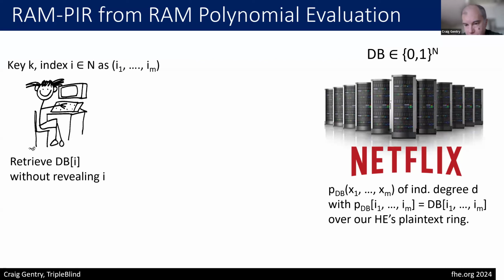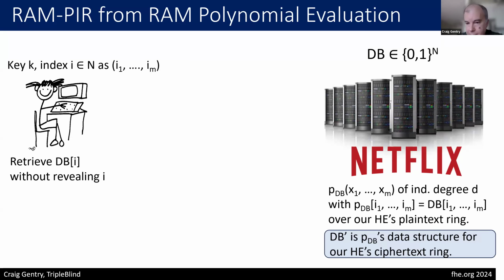And it's going to be a polynomial just like we described. It has m variables in degree d, with the property that p_db of i equals the database at i. And that equality will hold over what ring? It'll hold over the plaintext ring that we're using for our homomorphic encryption scheme. So you just set p that way to evaluate to the database. Since d^m is bigger than n, there are enough degrees of freedom, enough monomials in p_db, that you can set the coefficients so that it will evaluate to the database.